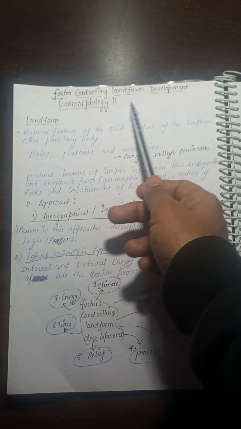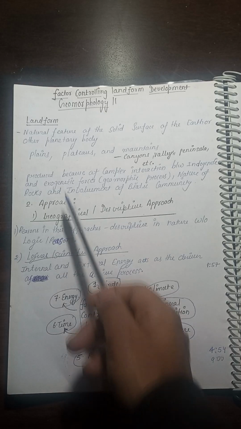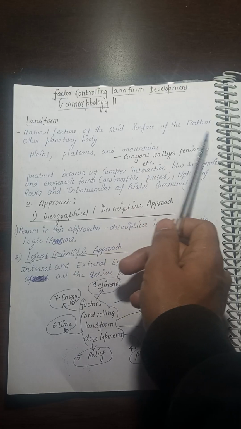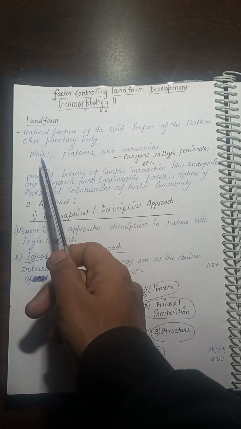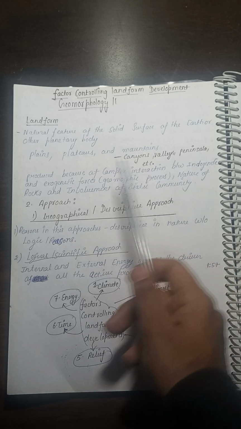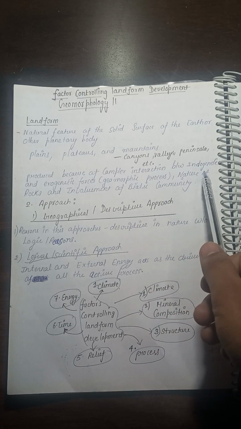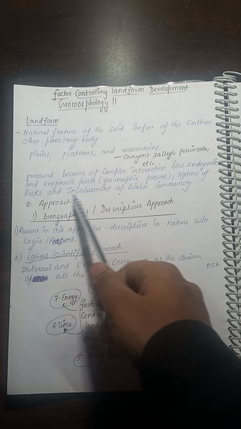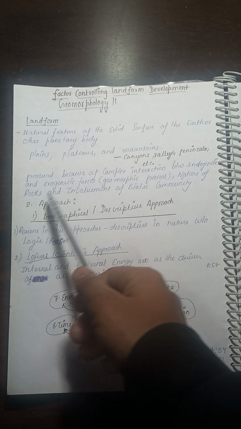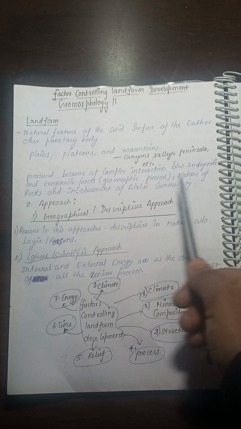Factors controlling landform development, geomorphology. Landforms: natural features of the solid surface of the earth or other planetary body. Plains, plateaus and mountains, canyons, valleys, peninsulas, etc. Produced because of complex interaction between endogenetic and exogenetic forces, geomorphic processes, nature of rocks, and involvement of the biotic community.